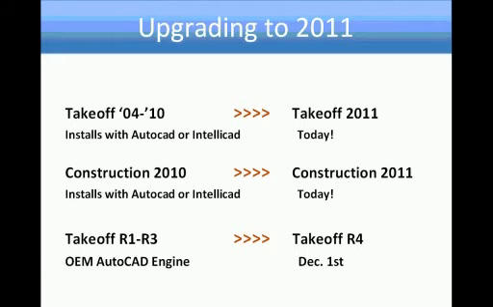Looking at what we are going to take a look at today, our new release, and how you could upgrade to that, there's a couple different options. If you're on Carlson Takeoff, any version 2004 to 2010, that's the module version that installs with either AutoCAD or IntelliCAD, you can upgrade to Carlson 2011, and that's something that is only hours away from being released today. Carlson Construction, which was first introduced last year, same thing, that's going to be available starting today. And Carlson R1 through R3, or T1 through T3, if you have any of those versions, that's the version that has the AutoCAD OEM engine built inside of it. We'll be coming out with a T4 release by the end of the year.